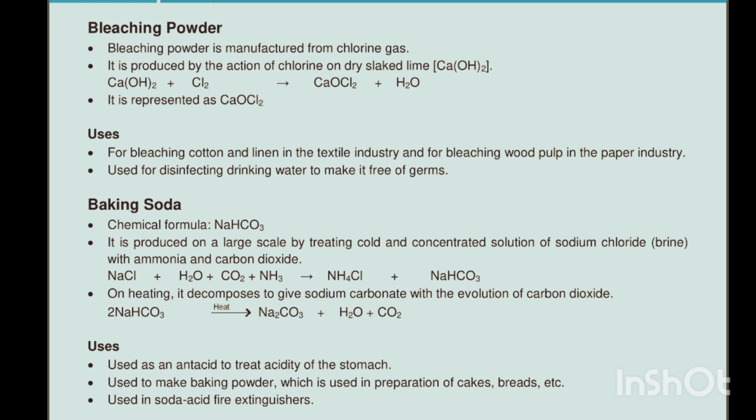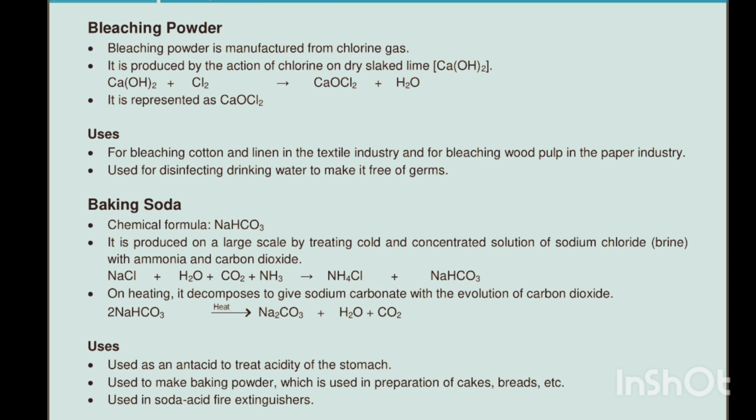Now let us learn about bleaching powder. Bleaching powder is manufactured from chlorine gas. From where are we preparing this bleaching powder? We are manufacturing it from chlorine gas. It is produced by the action of chlorine on dry slaked lime, that is Ca(OH)2. Ca(OH)2 plus chlorine gas, we get CaOCl2. CaOCl2 is nothing but the bleaching powder. Bleaching powder is also called calcium oxychloride.